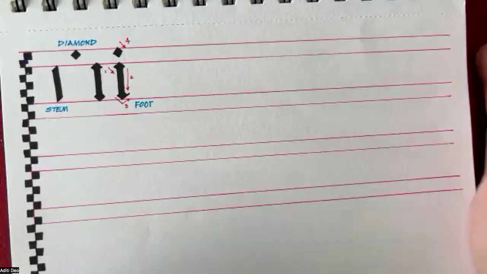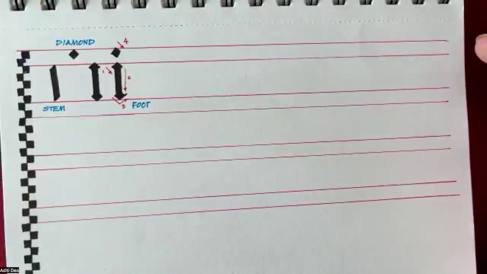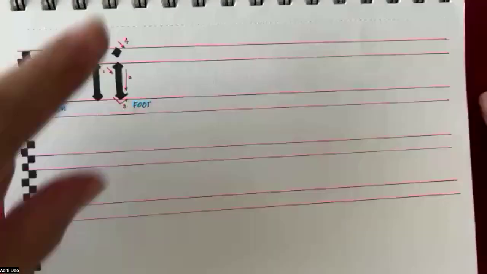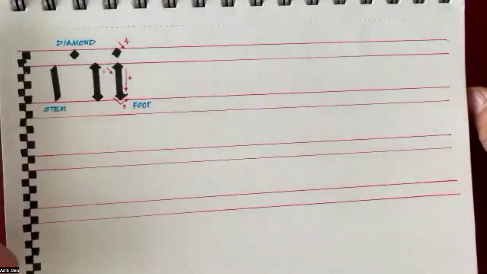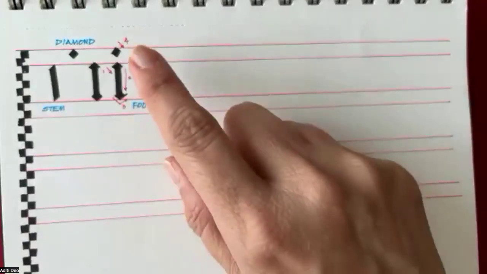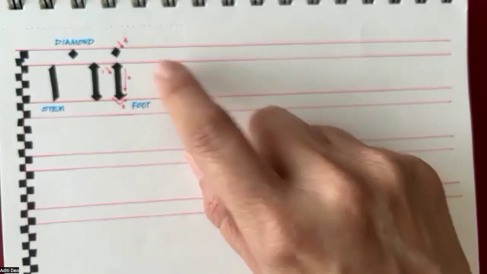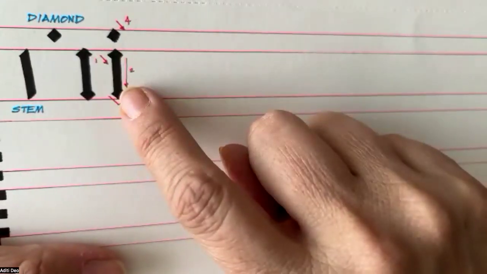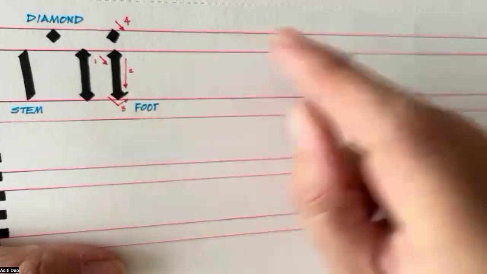Aditi, is the angle for the diamond and the stem different, or is it the same? The angle of the pen is 45 degrees and it's the same throughout. You don't change it at all. You make the diamond, and the width of the diamond shape is going to be more than the width of the stem, just a little bit.